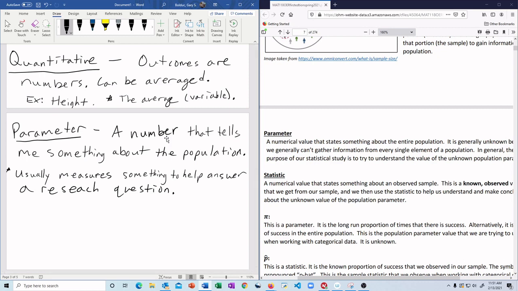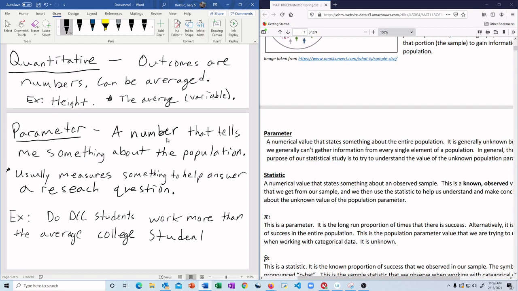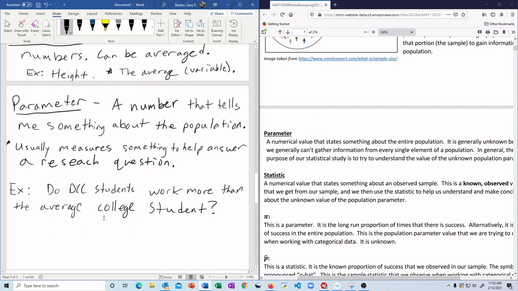DCC students, I want to know about how much DCC students are working. So example, and I'll give you a full example with the research question, right? Do DCC students work more than the average college student? Maybe we could do community college student. Whatever question you might be interested in. Okay, so that's my research question. I'm thinking DCC students, are they working more, less, what's going on here, than the average college student?